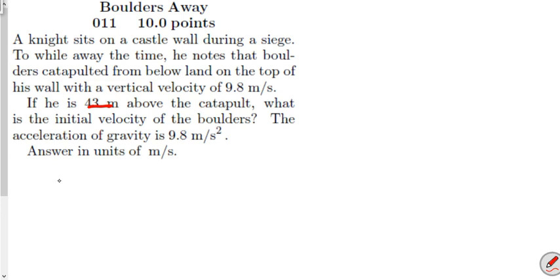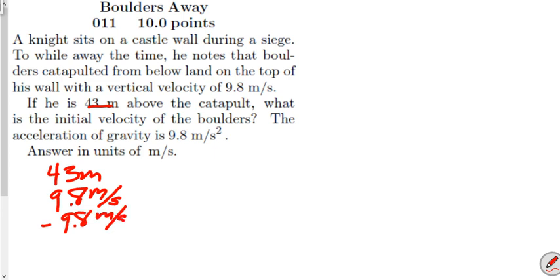I see 43 meters. I'm going to write 43 meters down. I see 9.8 meters per second, and that's very unfortunate. That is just bad luck that we got this number for our velocity because it's also what our acceleration is. All right, and of course we always know acceleration is negative 9.8. I am going to make sure I do negative in this one because we have to be careful. Now, we have to look and see what we're looking for.